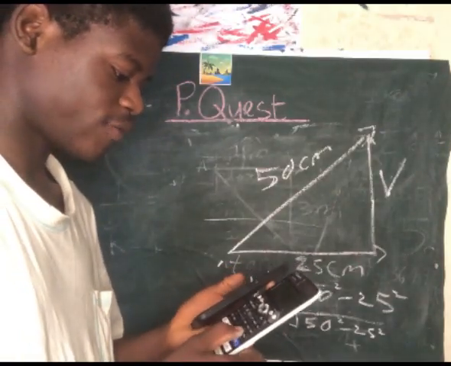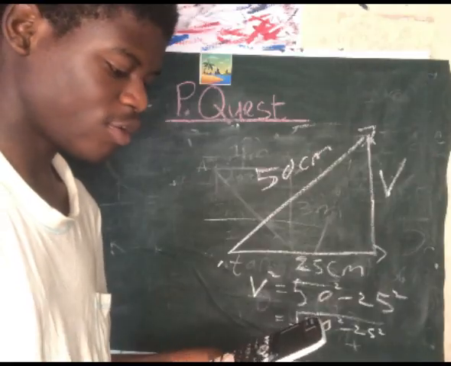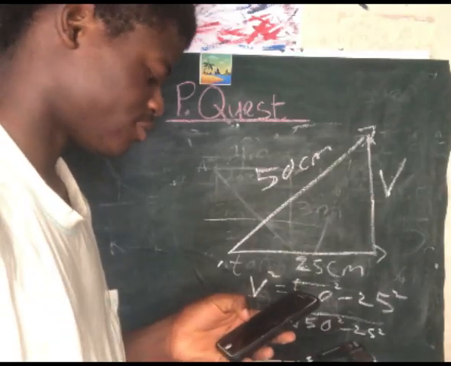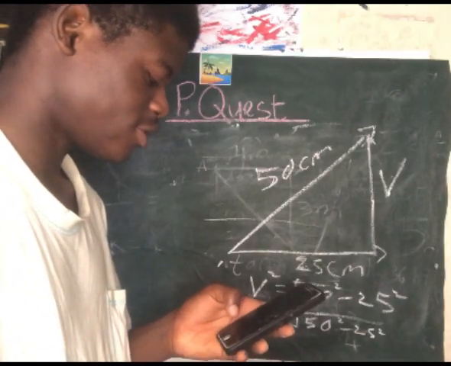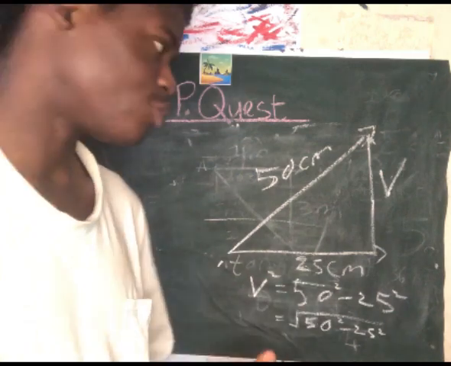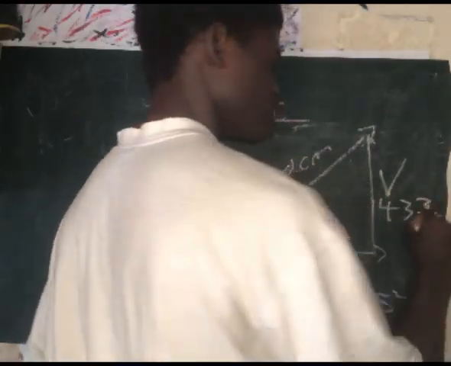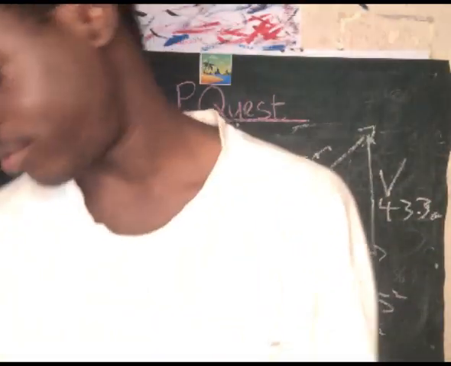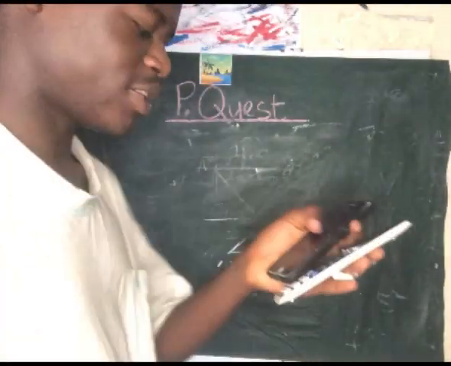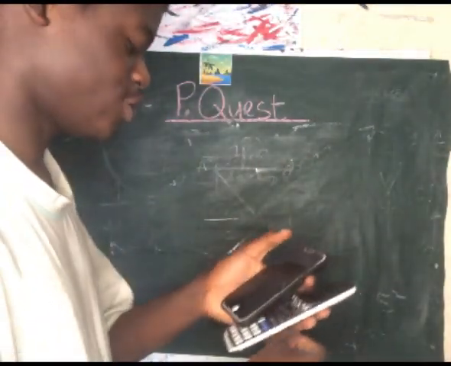That will give you 25 root 3, which is 43.3 centimeters. So our vertical displacement is 43.3 centimeters, and that's option B. 43.3 centimeters. So that's the vertical displacement, and that's option B. We're going through 30 questions, and we're seeing question 8.